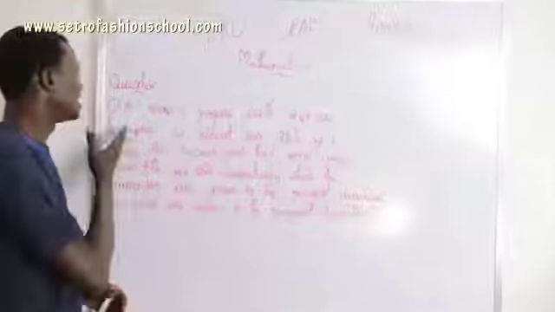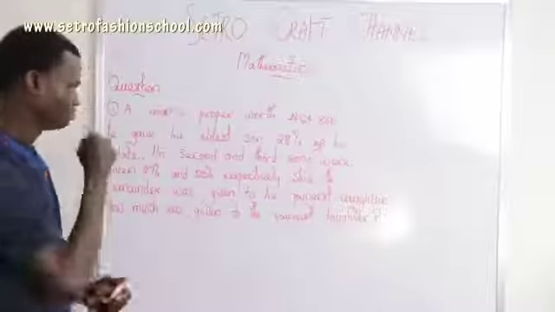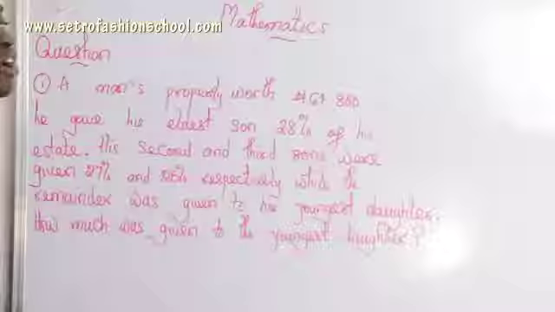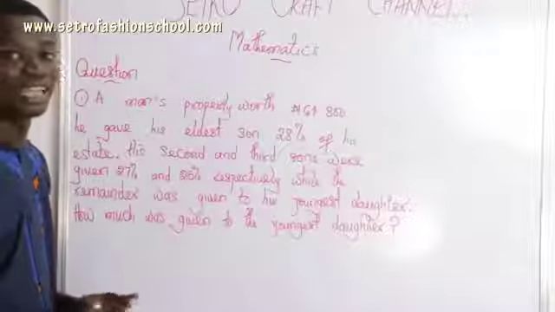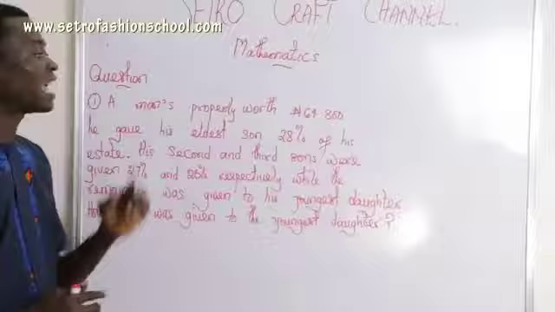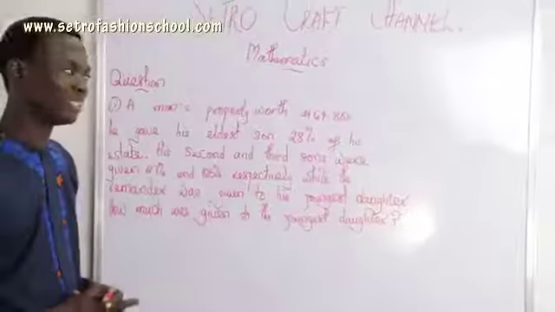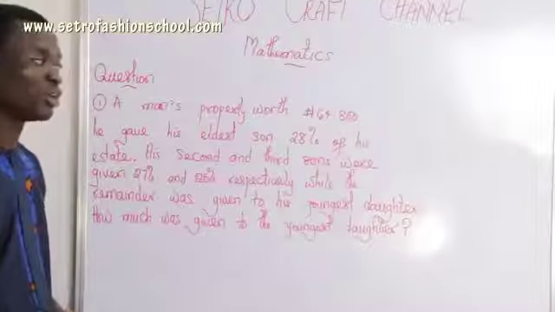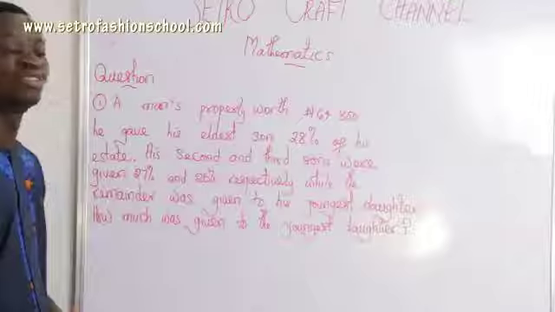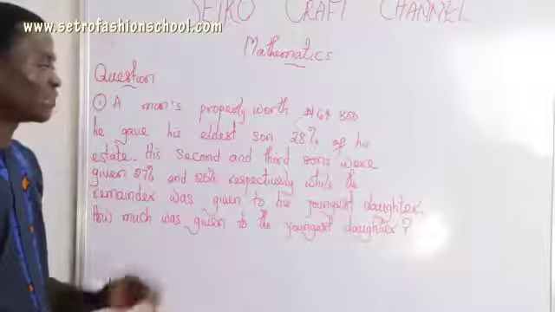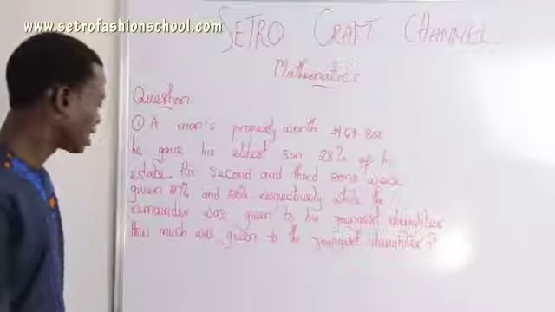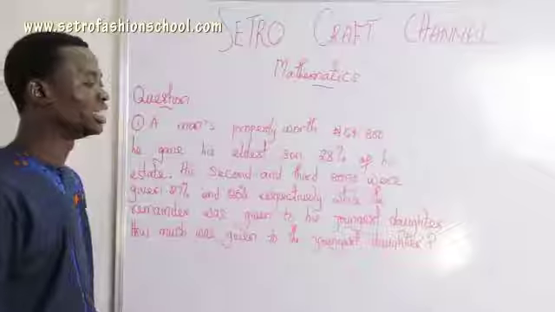Question number 1. It reads: a man's property worth 64,800 naira. He gave his eldest son 28% of his estate. His second and third son were given 27% respectively, while the remainder was given to his younger daughter. How much was given to the youngest daughter?